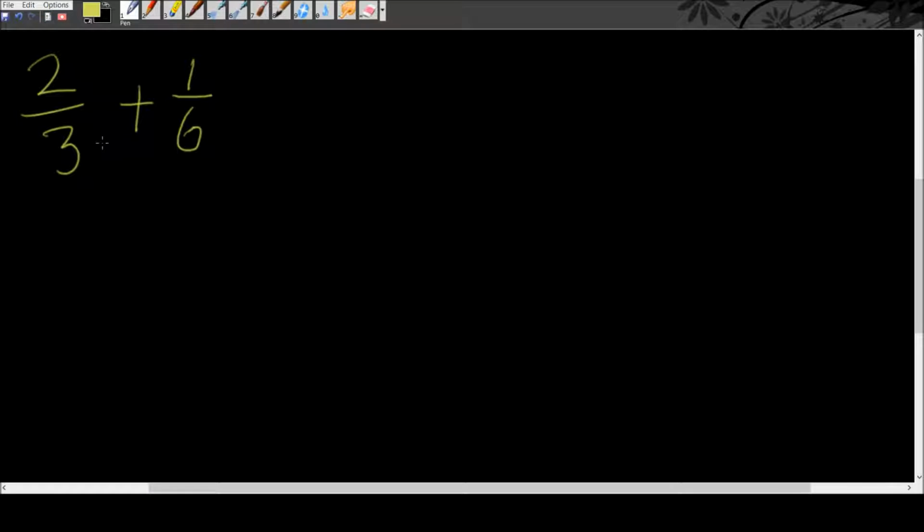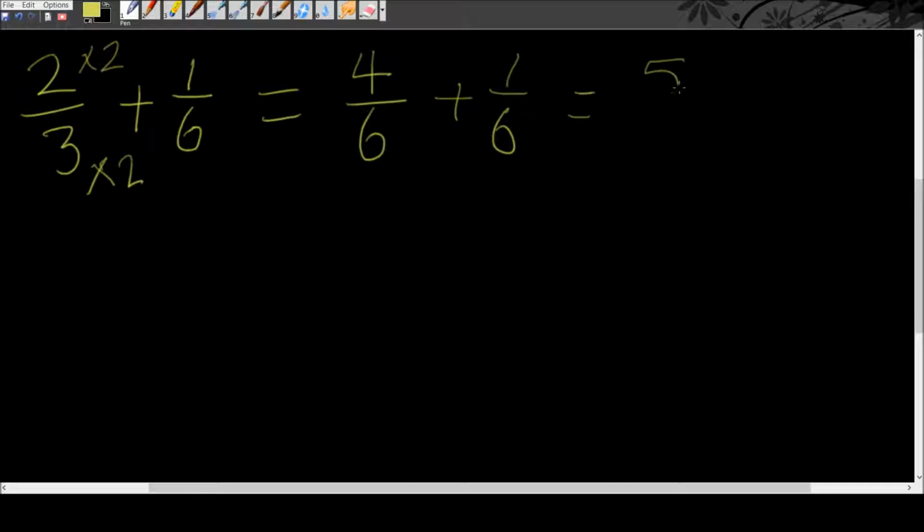Okay, so we're gonna times the bottom by 2, and also times the top by 2 as well. So if we times the top 2 by 2, we're going to get 4, and the bottom 2 by 3, we're going to get 6. Okay, and we're going to get 4/6 plus 1/6. Now this is very easy to do. This is what we've been doing all along. So we do 4 plus 1, which gives us 5, and the 6 just stays the same.